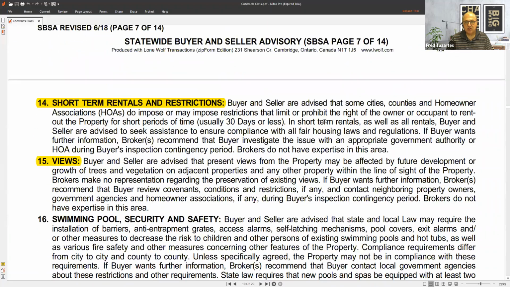Short-term rentals and restrictions, Airbnbs. So if you're buying a property and you're saying, hey, this would be a great Airbnb, I'm going to turn it into one, again, make sure your HOA allows it. Make sure your city allows it. Make sure everything you want to do with that property, do all your research up front and make sure you're able to do what you want to do.